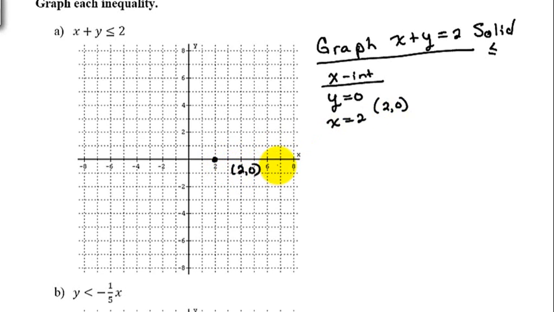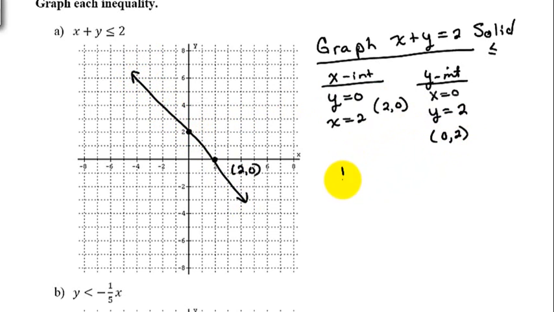Make sure that you label the points that you plot, and then the y-intercept. Again, the opposite variable is 0, so x would be equal to 0. If you replace this x with 0, you get y is equal to 2. So we have the point 0, 2 for our y-intercept. And all you need is 2 points to graph a line, so we have enough points to graph our line.